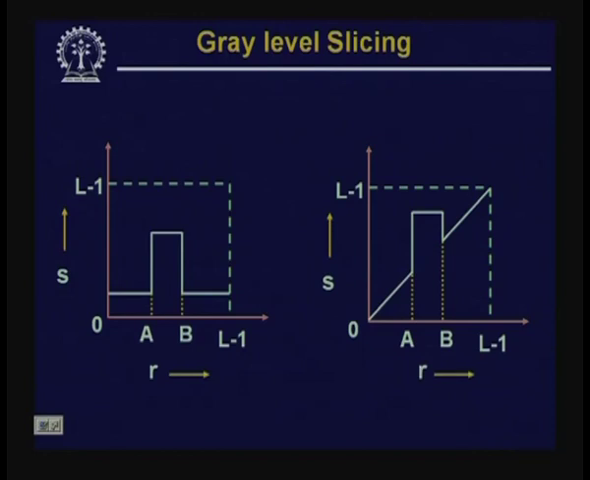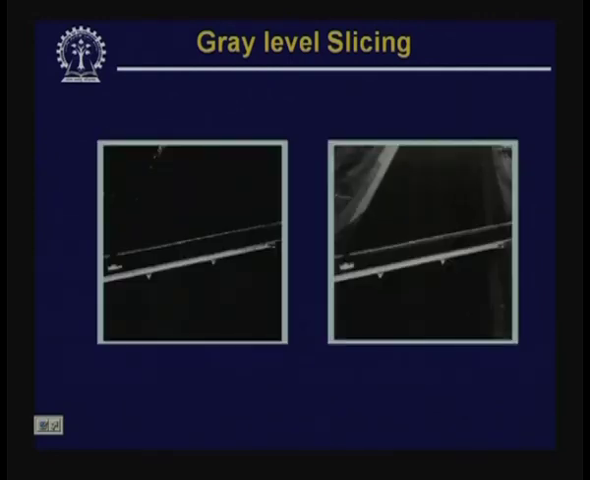On the right hand side, the transformation function shows that again within A and B, the image will be enhanced, but outside this range, the original image will be retained. And the results that we get are something like this. The first image shows that only the desired intensity levels are retained with enhancement. All other regions have been suppressed. The right hand image shows that the desired range of intensities has been enhanced, but other intensity levels have remained as they are.